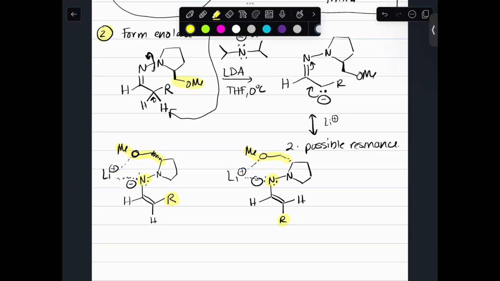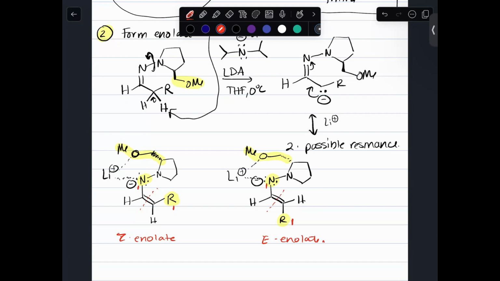Not surprisingly, just like before, I cut my molecule in two. I prioritize my substituents on either side. My two substituents in this case are on the same face. This is my Z enolate. For this case, my nitrogen, priority 1, R group, priority 1. This is my E enolate.